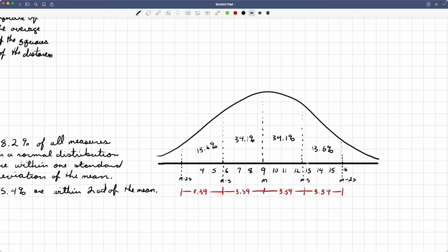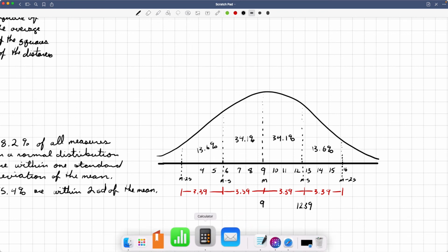So then we do that one more time. We go another 3.39 away from this standard deviation to here, and that's going to give us 13.6% more, and then we do that again on this side. And if I were to actually write the numbers here, I would say, all right, 9 is my mean, and then 12.39 is one standard deviation away.